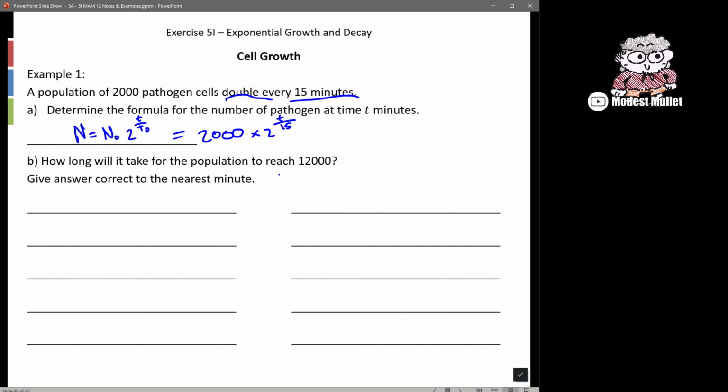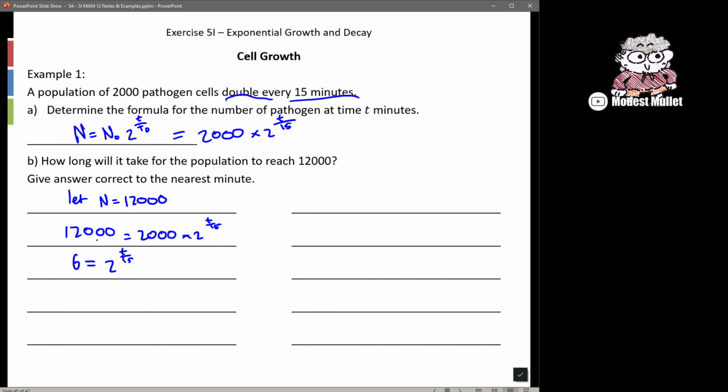How long will the population take to reach 12,000? Give your answer correct to the nearest minute. So we're going to let N equal 12,000, and that means we get 12,000 is equal to 2,000 times by 2 to the t on 15. Now divide both sides by 2,000. We're going to get 6 is equal to 2 to the t on 15.